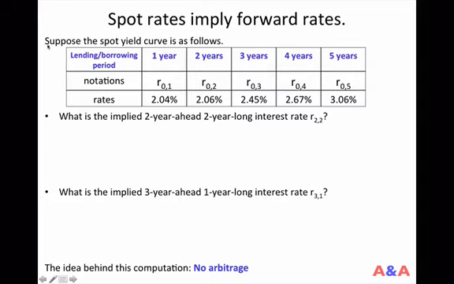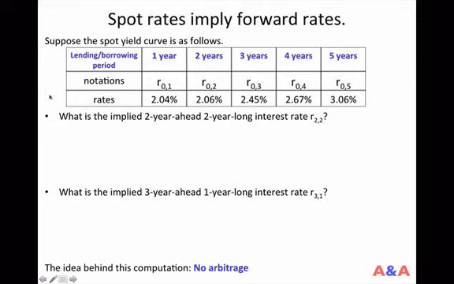Here is a numerical example. Suppose the spot yield curve information is given as follows. So there are 1, 2, 3, 4, 5 year interest rates. They are all spot rates, so the lending and borrowing starts today. And these are the notations we introduced in the last slide. And suppose the 1-year interest rate is 2.04% and 2-year annual interest rate is 2.06% and so on, up to the 5-year spot interest rate of 3.06%.